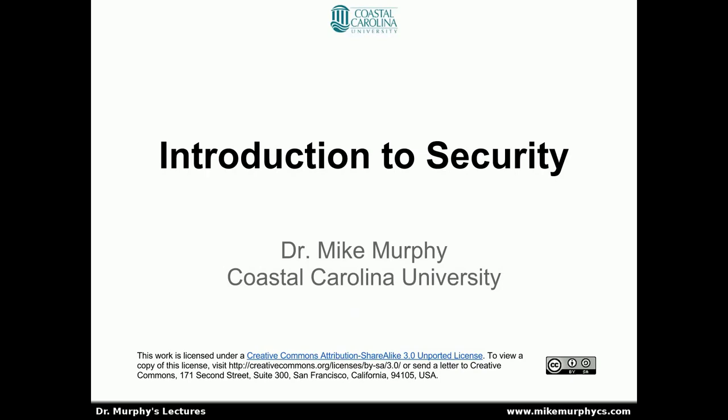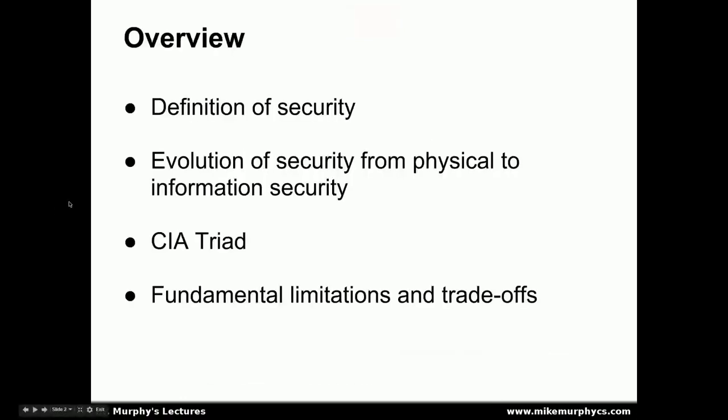In this lecture, I'm going to introduce basic security principles and begin discussing information systems security. I'm going to begin by defining what we mean by security, discuss how security from the physical world evolved into the information world, talk about something called the CIA triad, which establishes the principles of information security that we typically use for evaluating systems, and then talk about some of the fundamental limitations and trade-offs between both security and functionality and between principles in the CIA triad.